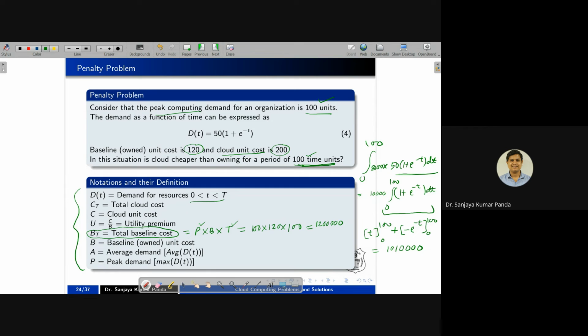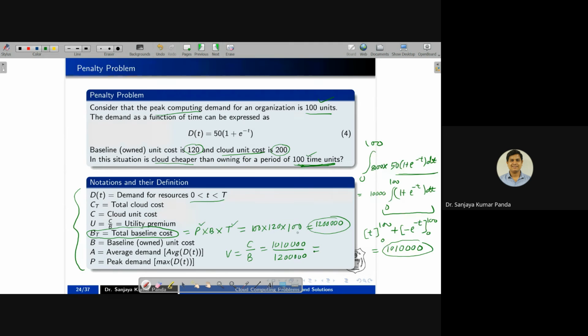But the question is, in this situation, is cloud cheaper? If we go for 100 units, you have the cloud cost and the total baseline cost. The utility premium is the ratio of the cloud cost divided by the baseline cost. The cloud cost is 1,010,000 divided by the baseline cost of 1,200,000.